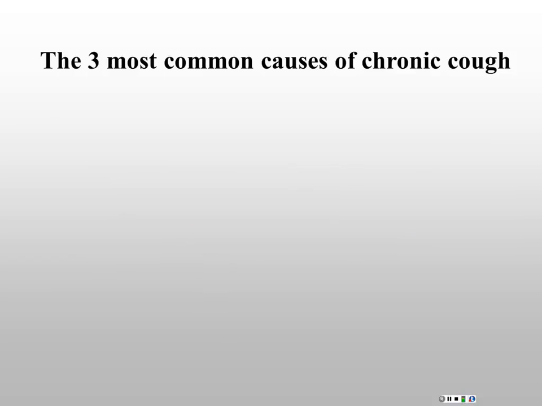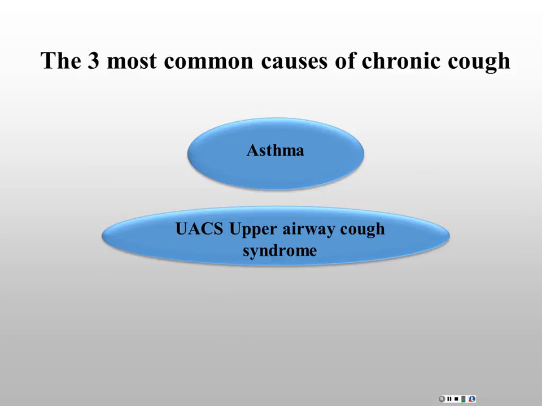The 3 most common causes of chronic cough include asthma, upper airway syndrome, which used to be called postnasal drip syndrome, and GERD. So you should target these 3 issues and take a good history to make sure what's causing the chronic cough. Asthma can present in a way that the patient just has chronic cough.